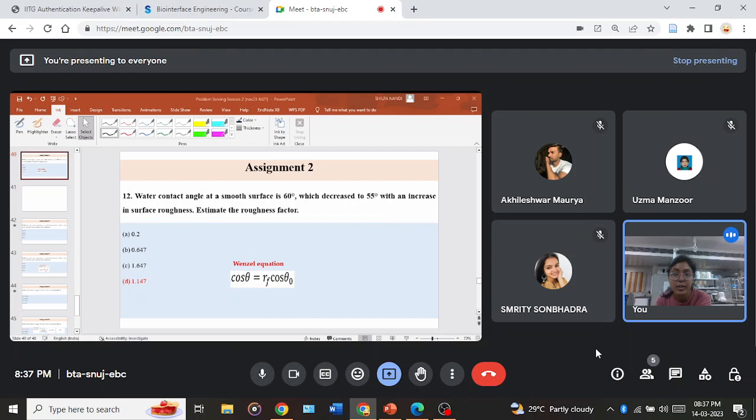You have to just remember that the water contact angle at the smooth surface is 60 degrees, which decreased to 55 degrees with an increase in surface roughness. So remember here that already in the question there is a hint that the roughness has been increased. So the RF value will already be greater than 1. So options A and B have already been ruled out, and you have options C and D. The answer is 1.147. Can you try to just calculate this question?